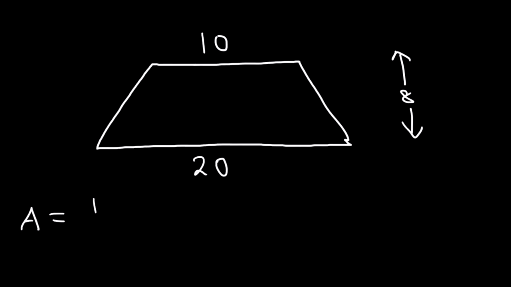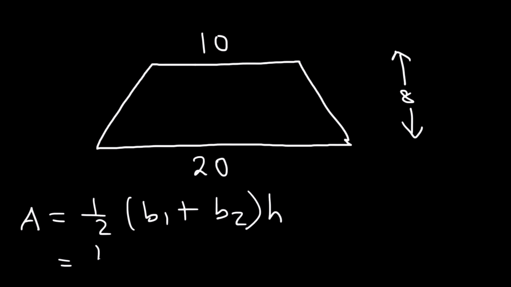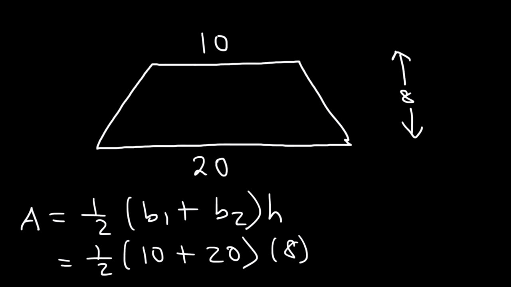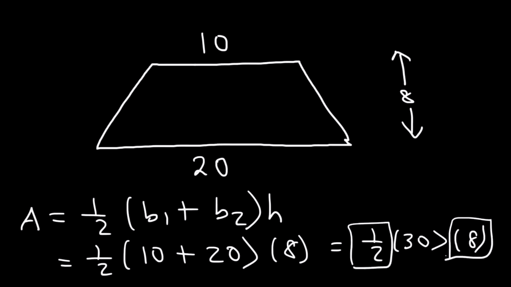The area is 1/2 the sum of the two bases, b1 plus b2, times the height. b1 is 10, and b2, the second base, is 20, and the height is 8. So 10 plus 20 is 30. And half of 8, if we just multiply these two, that's 4. So this becomes 4 times 30, which is 120. So that's the area of this particular trapezoid.